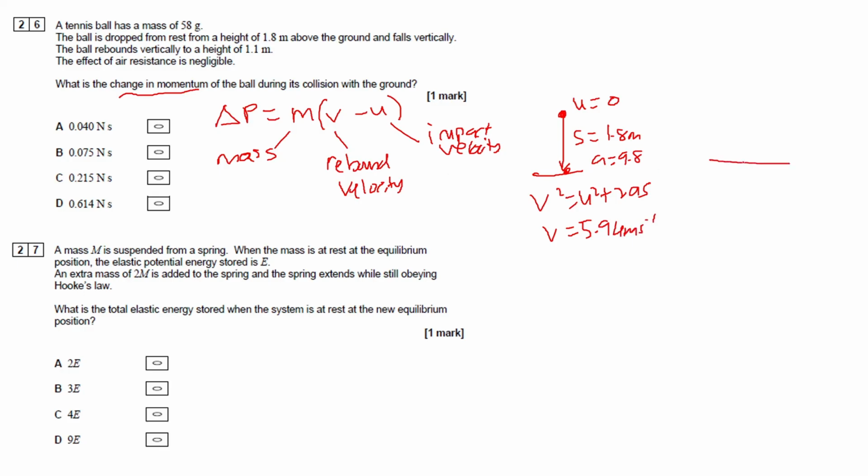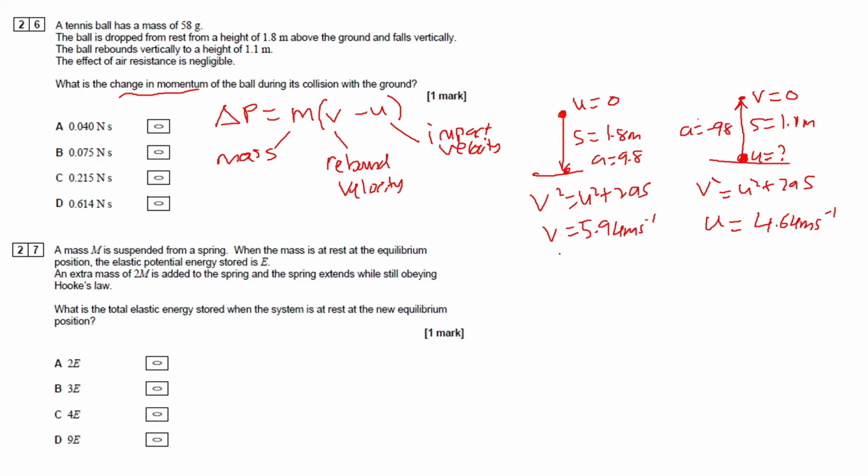In a similar way, I could work out the rebound velocity. Again, I start here, it goes up, reaches a maximum height, so v is 0. u is the thing I'm trying to work out. We were told that s is now the rebound height of 1.1 meters, and then acceleration points downwards, so a is minus 9.8. So again, using v squared equals u squared plus 2as to get u, you should be able to get the speed for rebound to be 4.64 meters per second.